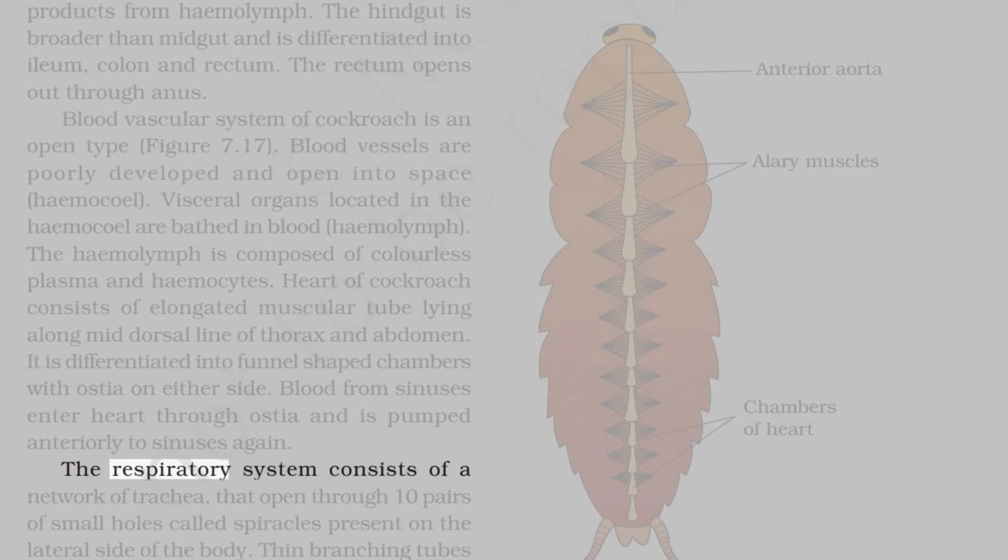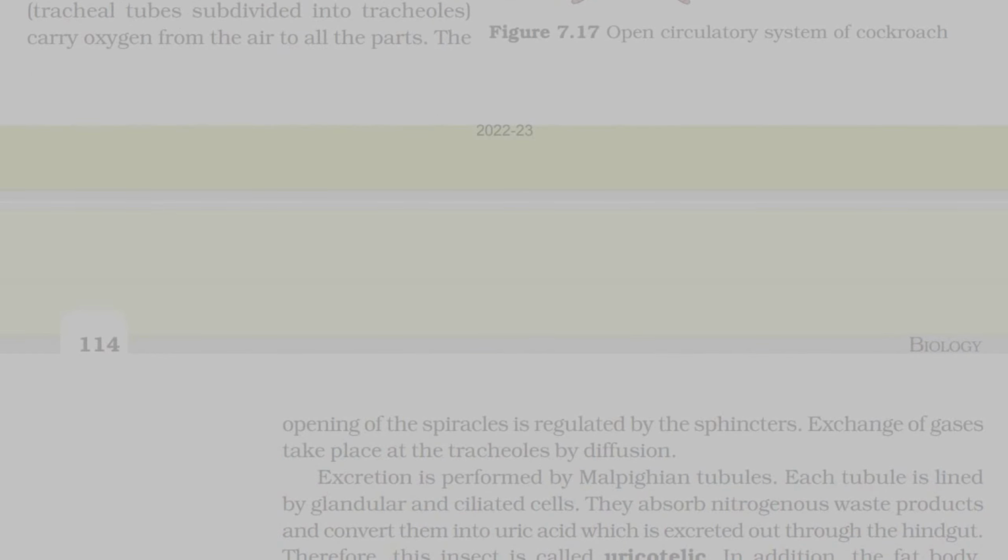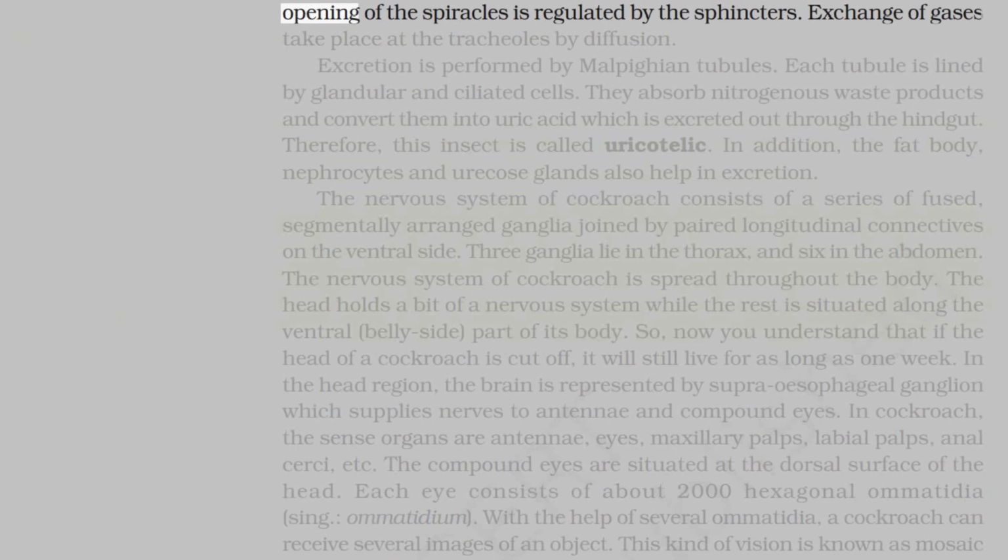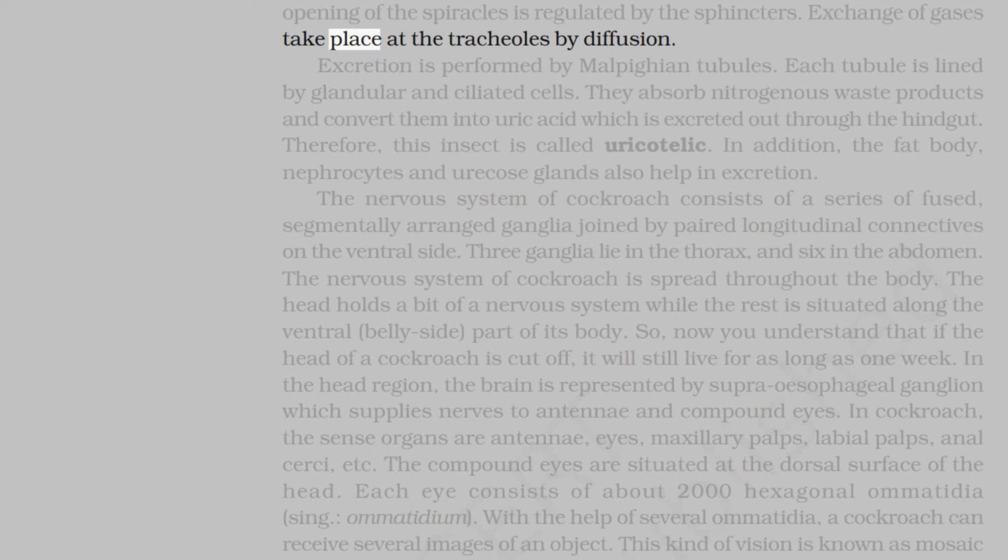The respiratory system consists of a network of trachea that open through 10 pairs of small holes called spiracles present on the lateral side of the body. Thin branching tubes, tracheal tubes subdivided into tracheoles, carry oxygen from the air to all the parts. The opening of the spiracles is regulated by the sphincters. Exchange of gases take place at the tracheoles by diffusion.